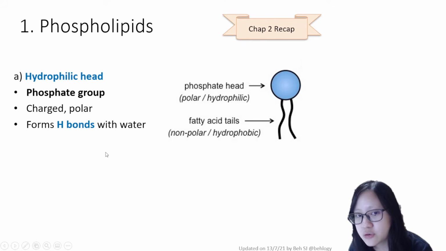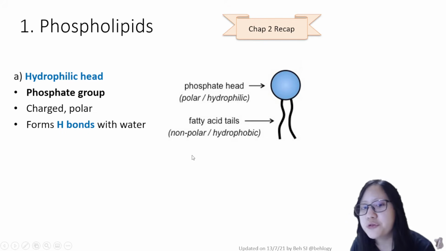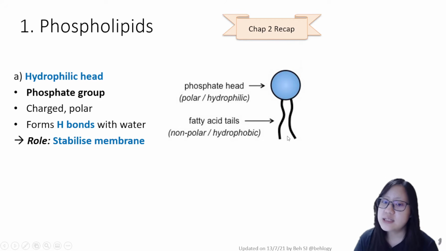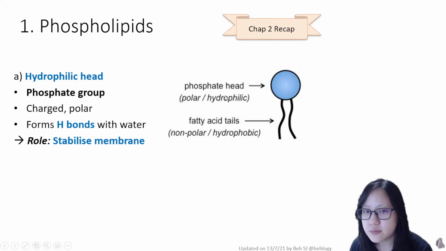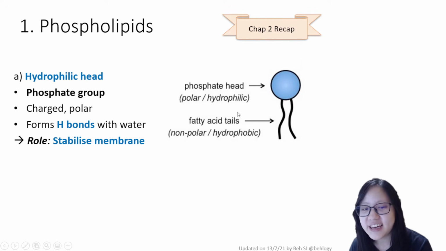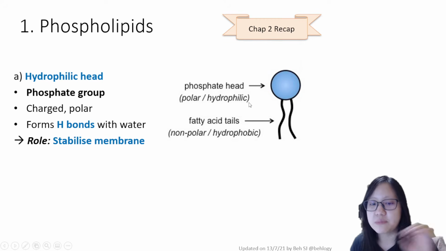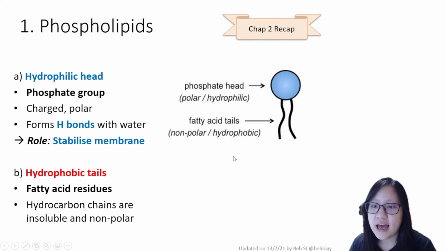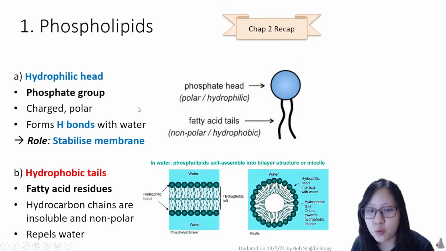The hydrophilic head has a phosphate group, is charged and polar, and it's able to form hydrogen bonds with water, and this allows the phospholipid to stabilize the membrane. So the hydrophilic head forms hydrogen bonds with water and stabilizes the membrane overall. Now, hydrophobic tails, on the other hand, are made of fatty acids, and they are non-polar and hydrophobic, so they do repel water.